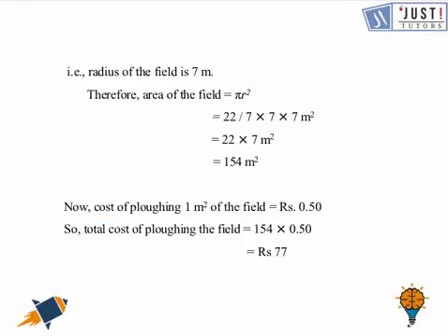Now, in order to find how much amount is required to plow the field, we need to know the area of the field. Area is calculated by pi r squared, keeping again the value of pi as 22/7 and r as 7, which we have just calculated. The answer is 154 meters squared. We need to be careful about the units. Here we are dealing with meters. Now the cost of plowing 1 meter square of the field is given as 0.50. So multiplying this by 154, the answer is rupees 77.